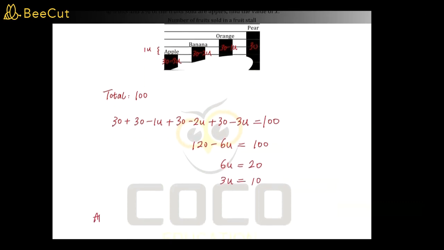Right, we find the percentage of apples. So it's the apples over the total. Number of apples is 30 minus 3u. So 30 minus 10. Total is 100. This is just 20%. So x equals 20.